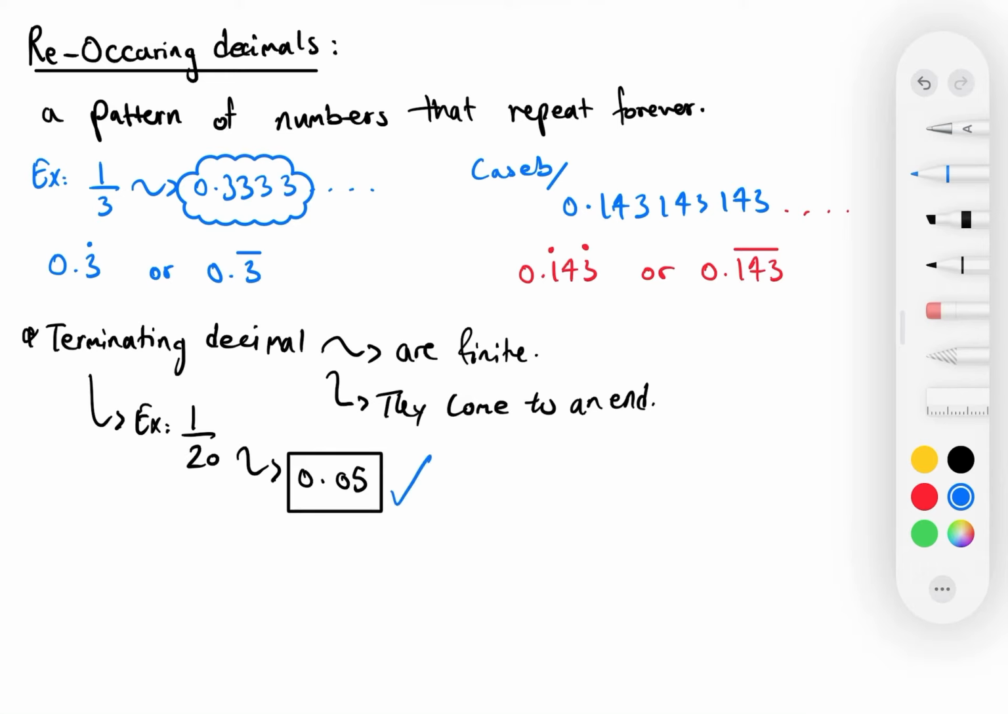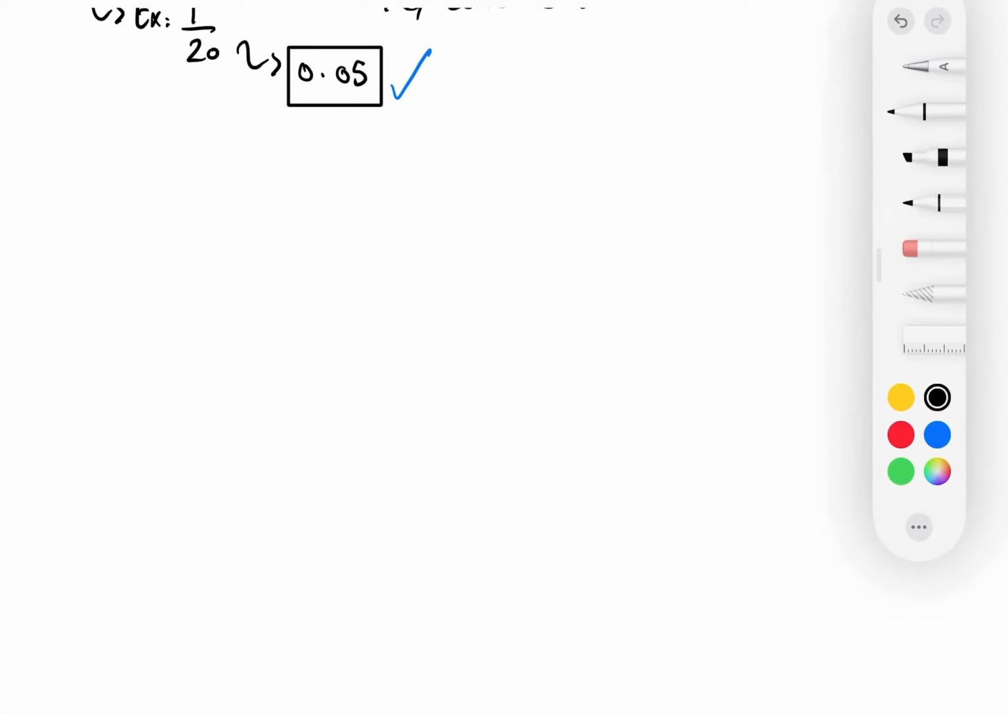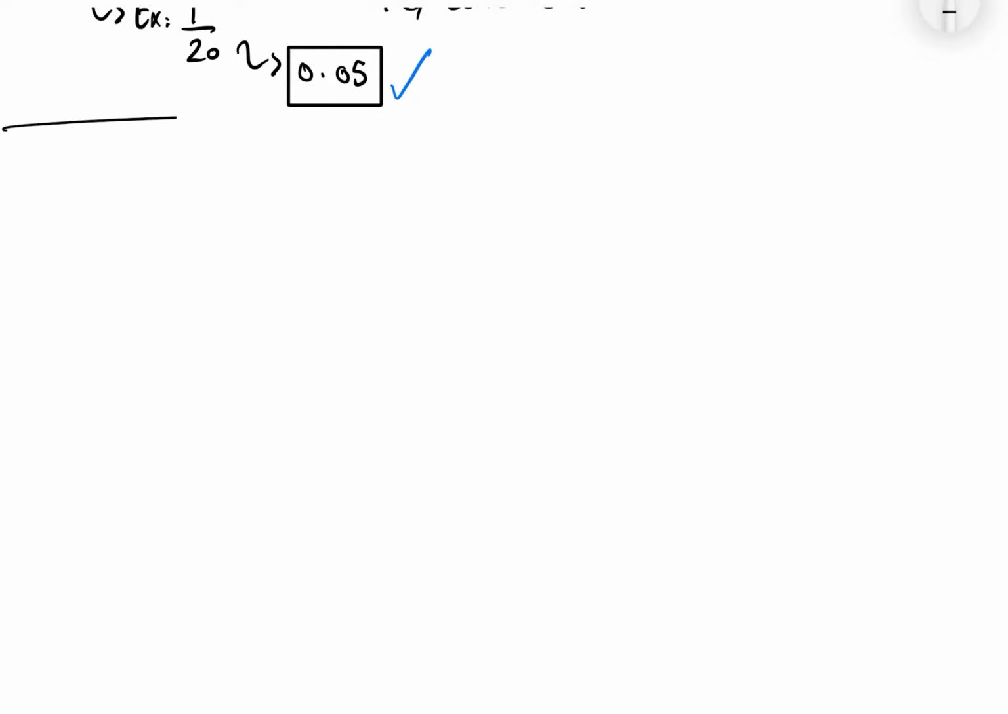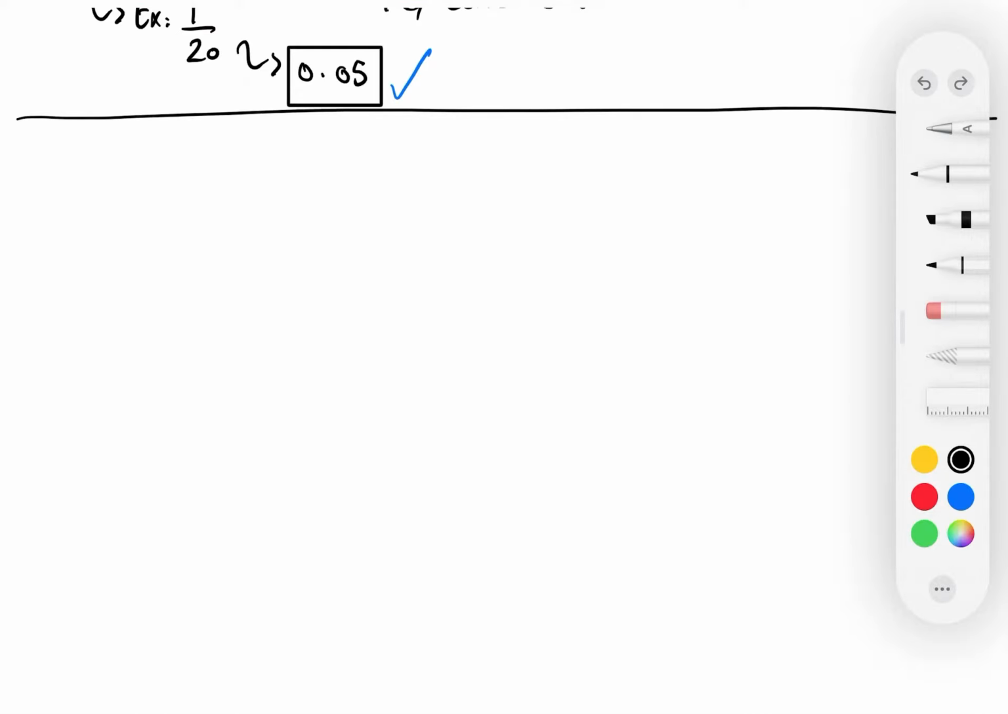Now, how do you distinguish between a terminating decimal and a recurring decimal? Is there a way to look at a fraction and say, well, that's definitely going to give us a recurring decimal, or it's definitely going to give us a terminating decimal? Well, the answer is yes, and this is important for the GCSE. Let's write this down then. So let me just get rid of this. Okay. So here we go.